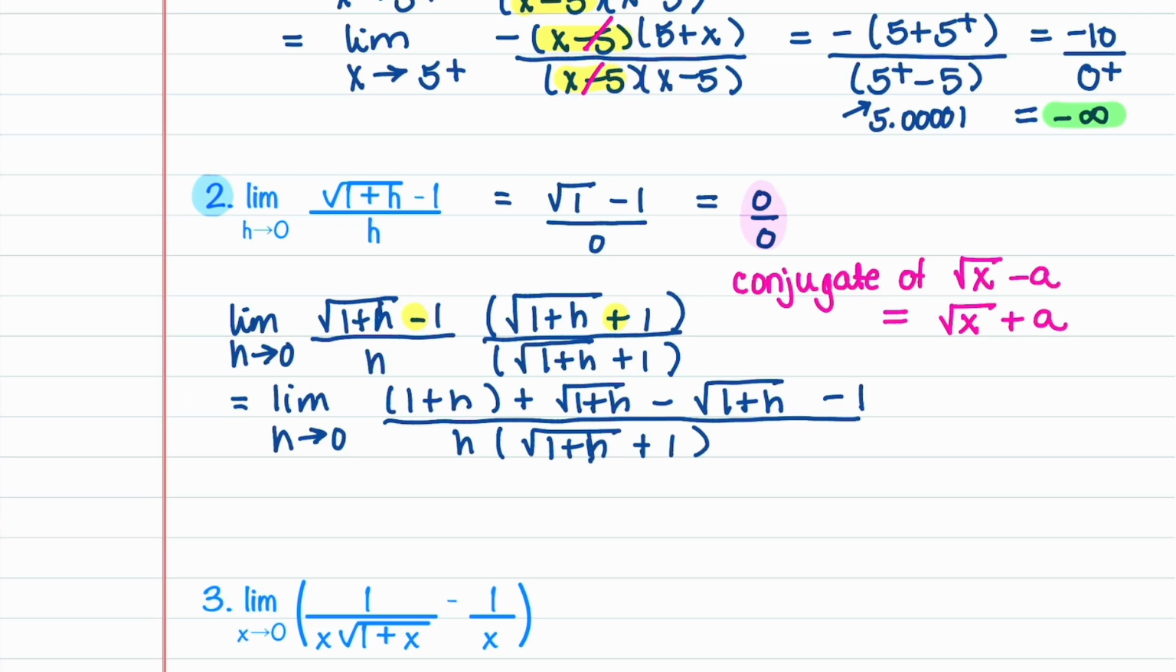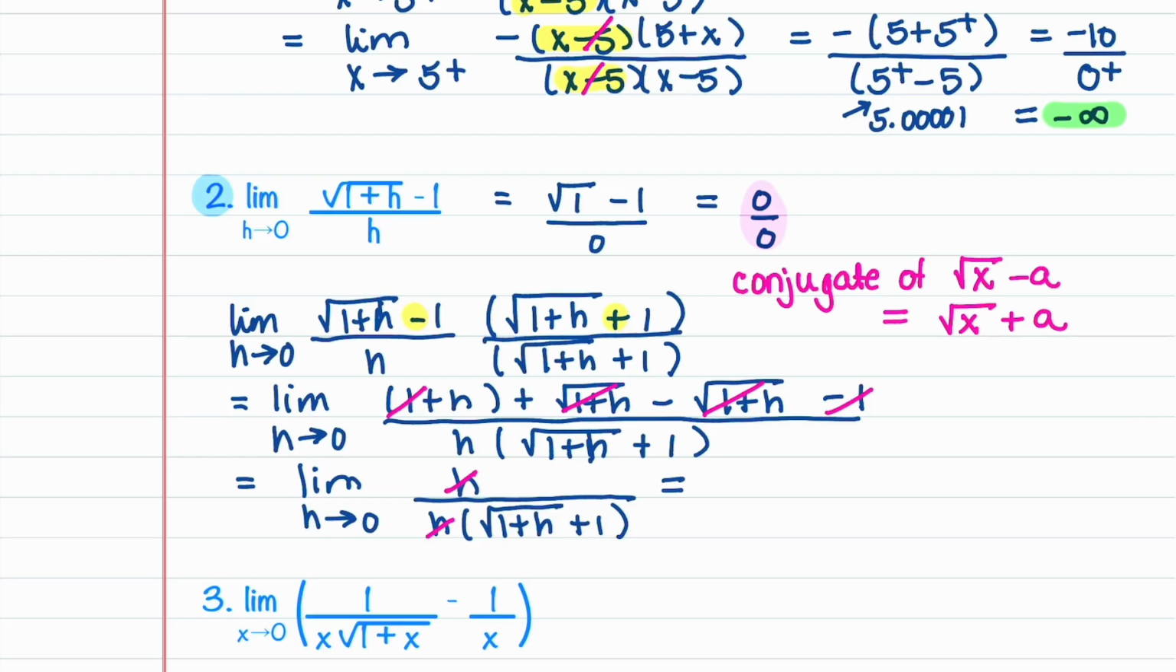Notice that I did not multiply out the denominator. It's always good to hold off multiplying out the term that doesn't have the two conjugates in it. Now let's see what cancels. This term is going to cancel with this term, and our 1 is going to cancel with our 1. So we have the limit as h goes to 0 of just h on top, and then we have an h in the denominator and a square root of 1 plus h plus 1. Now you can see that our h's cancel, and that's why I didn't multiply things out.